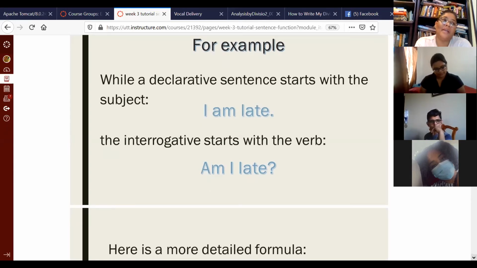Now, sometimes in informal speech, we get around this by simply changing our pitch. Usually a declarative statement or a declarative sentence has an even pitch. It does not go up or down in the end. I am late. Interrogative, we go up at the end. Am I late? Some people might say, I am late? And so that pitch will also indicate the function. But in writing, because we cannot manipulate the pitch of our voice, we actually change the structure of the sentence.